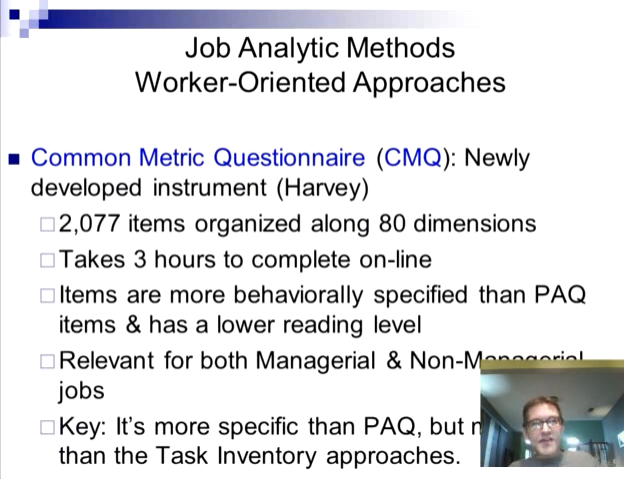A newer approach is the Common Metric Questionnaire. 2,000 items, organized in 80 dimensions, a 3-hour questionnaire. Oy. However, again, you're trying to come up with a description of a successful worker on the job and work it that way. All right, so we've kind of got some idea of a job analysis.